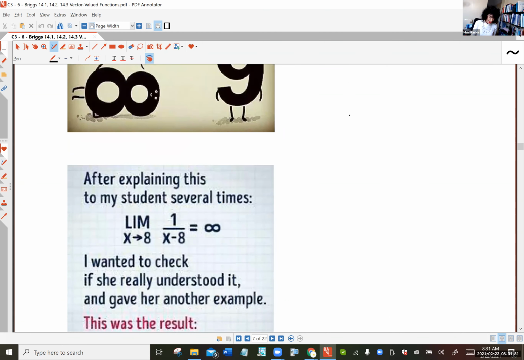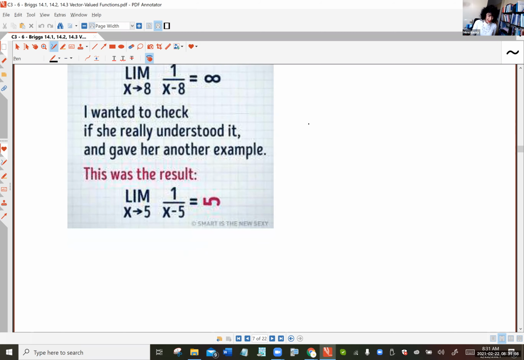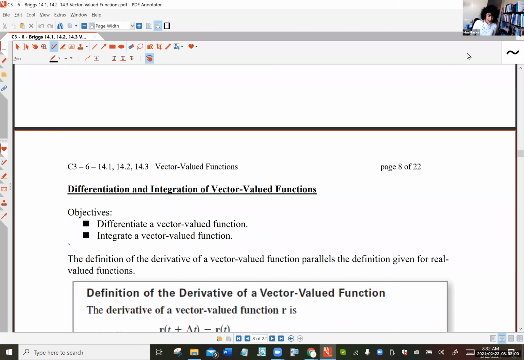That's wonderful. And then this one is just crazy fun. After explaining this to my students several times, the limit as x approaches 8 of 1 over x minus 8 is infinity, which is true, 1 over 0 infinity. I want to check if she really understood it and gave her another example. And this was the result. Limit as x approaches 5 of 1 over x minus 5 is, and then the student put a 5 sideways. You got to love that, okay? You got to look for the comedy somewhere.